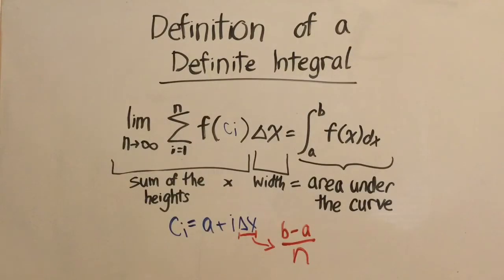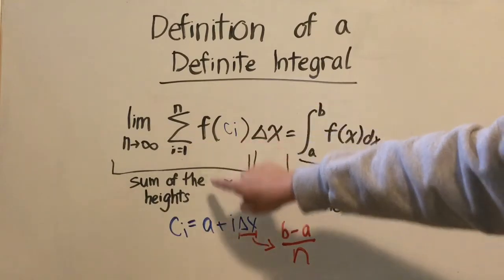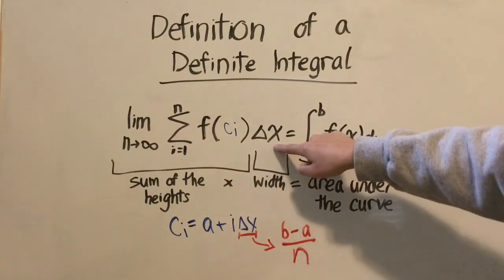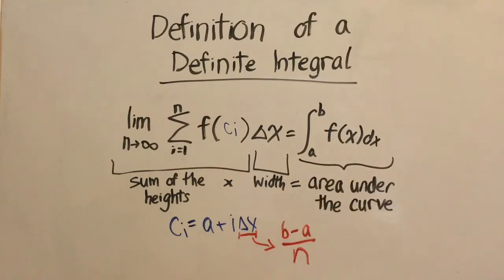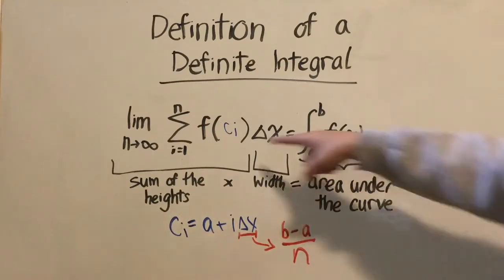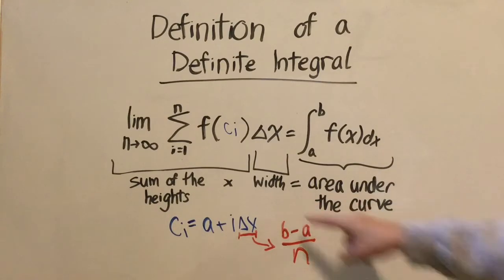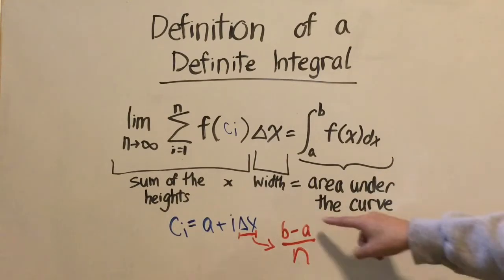Now that you have learned what a limit expression is, we can convert it into a definite integral. By analyzing your limit expression, you can see that the sigma of f of c sub i is equal to the sum of the heights, and delta x is equal to the width. So c sub i is equal to a plus i times delta x. So once you figure out what c sub i is, you can figure out what a is. And then after that, you can figure out what b is, because you know that delta x is equal to b minus a over n.